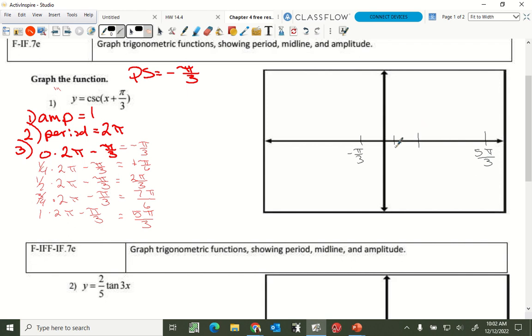Pi over 6. 2 pi over 3. 7 pi over 6. So I set up the graph. I started with wherever I'm starting at here, negative pi over 3. I ended at 5 pi over 3, and I quartered those up. So I put a half and then a half of a half.